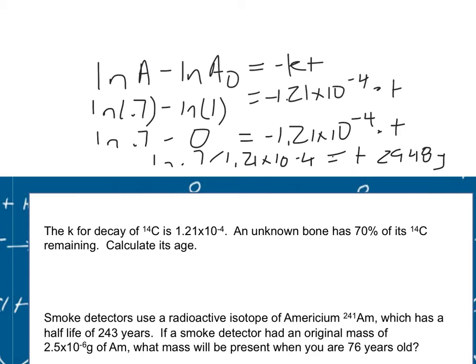Should have given you some time unit here. The K on this would be in per years. Sorry about that, but that's how I knew that this would be in years. I should have labeled that.